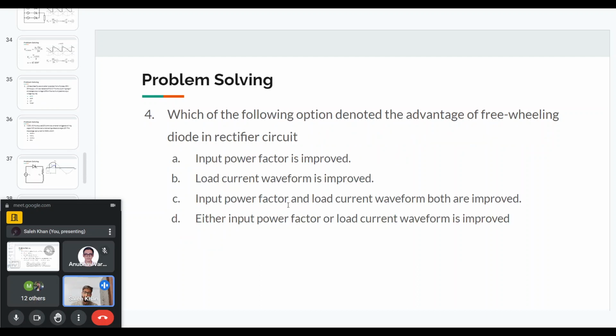The fourth question is asking which of the following options denotes the advantage of a freewheeling diode in a rectifier circuit. The options are: input power factor is improved, load current waveform is improved, input power factor and load current waveform both are improved, or the fourth option is either of these two is improved.